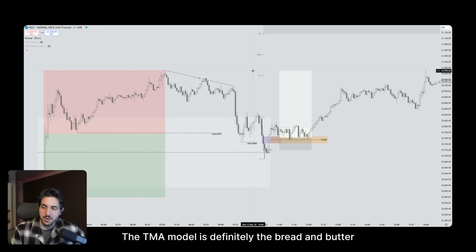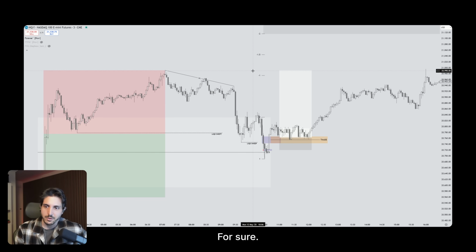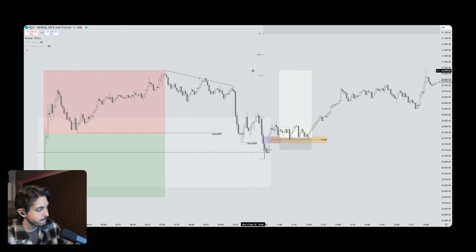Yeah, exactly. The TMade model is definitely the bread and butter setup for sure. S&T is just a cherry on top. Exactly.